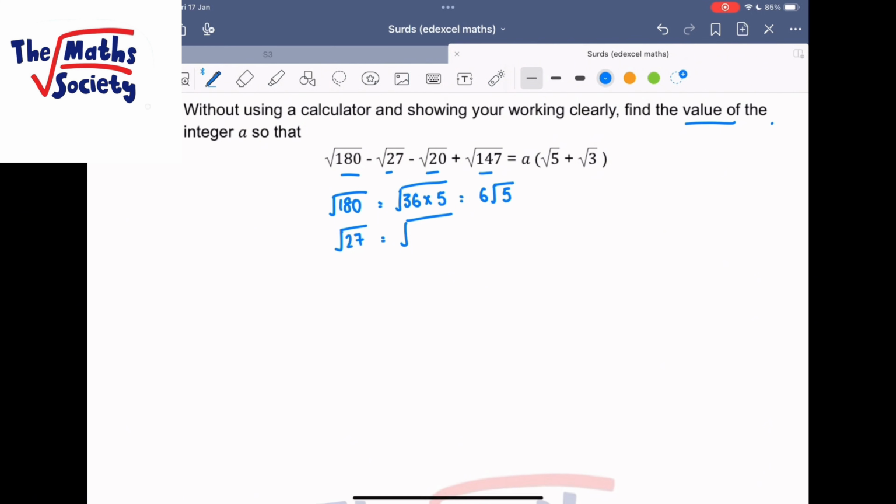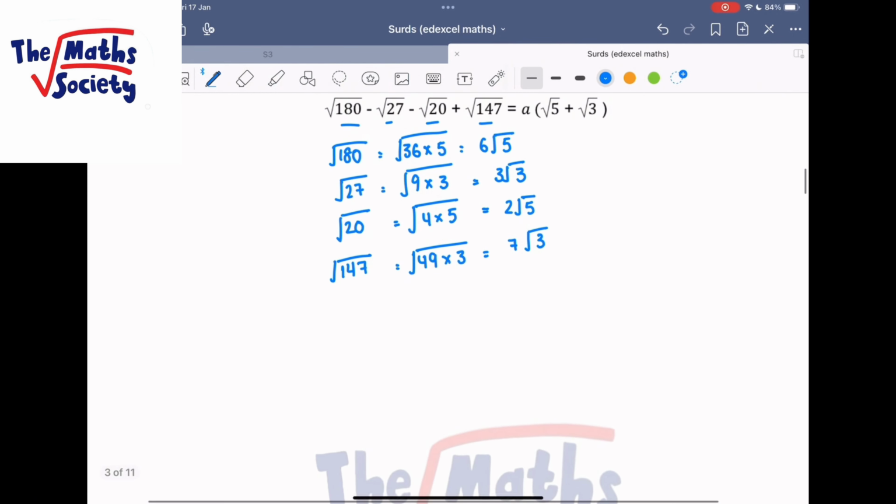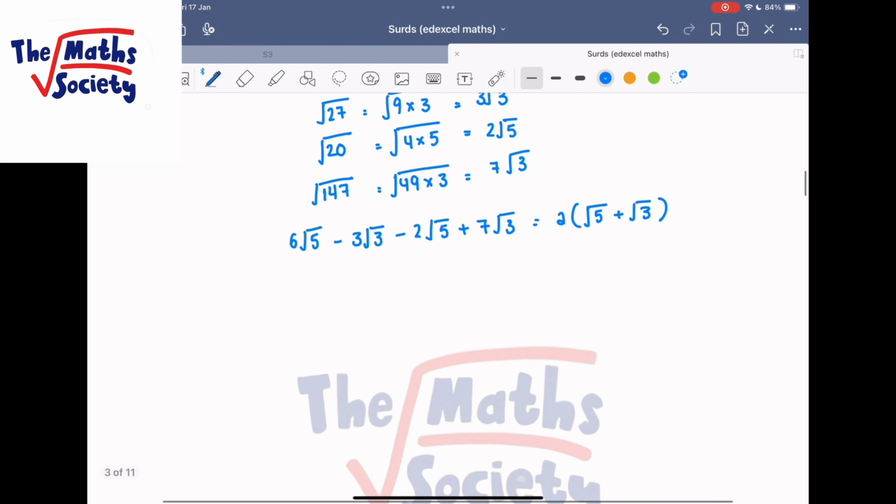And then root 27, we know a square number 9 times 3 is 27, so you'll have 3 root 3. And root 20, we know you can multiply 4 times 5, so that is 2 root 5. And then root 147, this can be root 49 multiplied by 3, so you'll have 7 root 3. And then let's just write it down again, which is 6 root 5 minus 3 root 3 minus 2 root 5 plus 7 root 3, and that has to equal a bracket root 5 plus root 3, right?